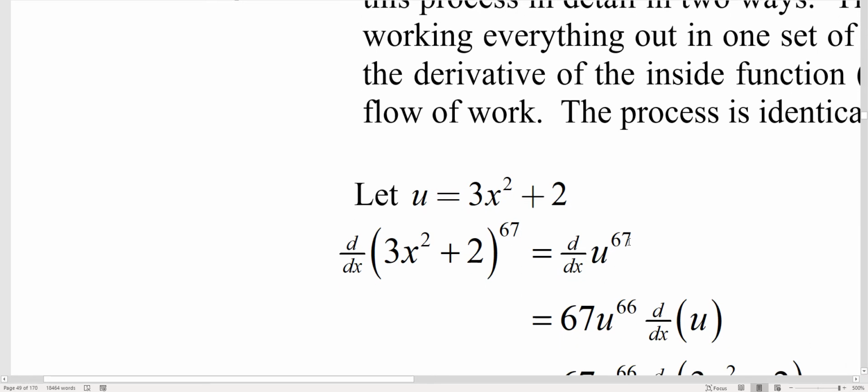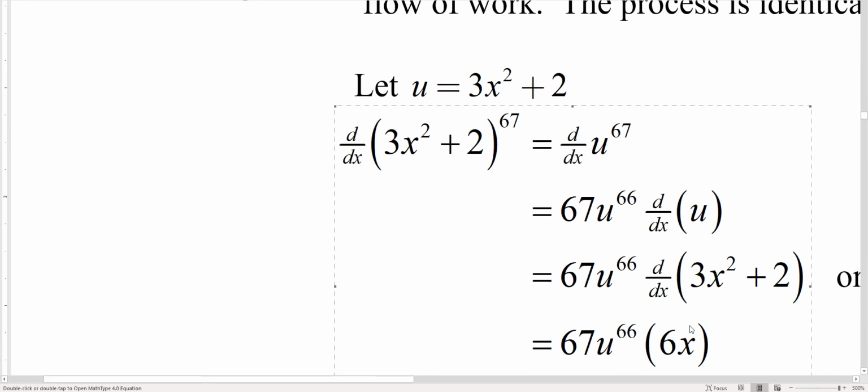Okay, so the derivative of u to the 67th is 67 times u to the 66th. Remember, bring the power down as a coefficient, subtract 1 from the power. That's just the good old power rule. But since u and x are different, we need to apply the chain rule, which says we've got to multiply by the derivative of u. Now I'm going to leave the first part the same for the moment. But I'm going to substitute in what u is, 3x squared plus 2.